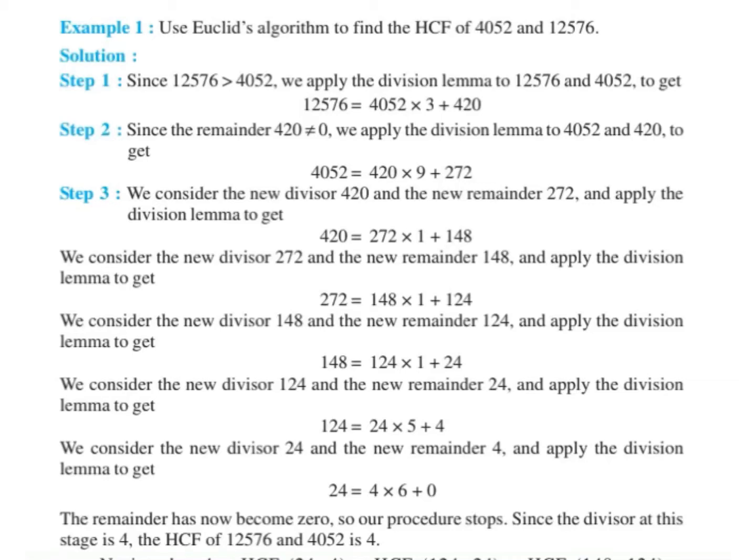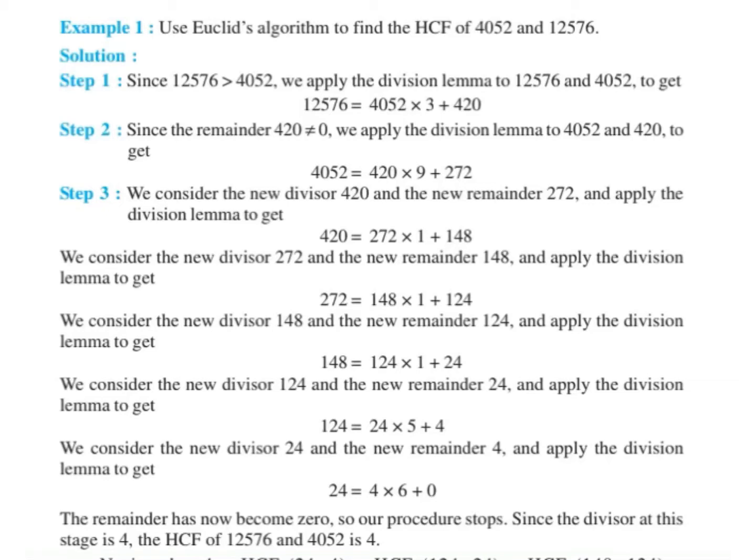Now again you have to take B and R. Divide 420 by 272 and on representing it in the form A is equal to BQ plus R, we get 420 is equal to 272 into 1 plus 148. Now divide 272 by 148. We get 272 is equal to 148 into 1 plus 124. Now you have to divide 148 by 124. We get 148 is equal to 124 into 1 plus 24.